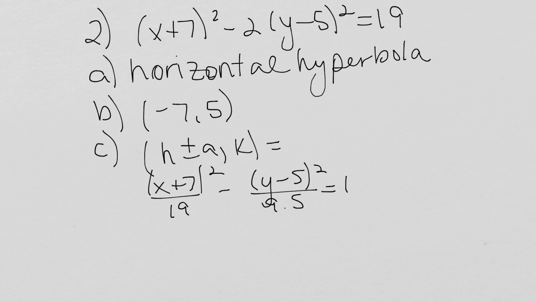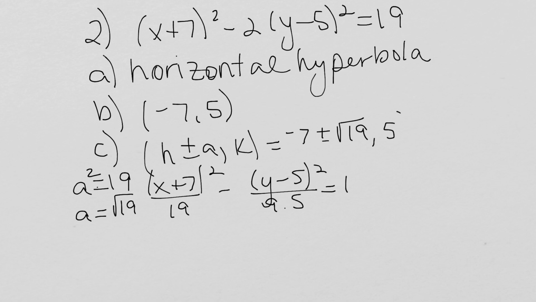So that then tells me that my a squared is 19, and so if a squared equals 19, a equals the square root of 19. So we can just do h ± the square root of 19, k. And we already know h and k. h is -7 and k is 5. And those are our vertices.